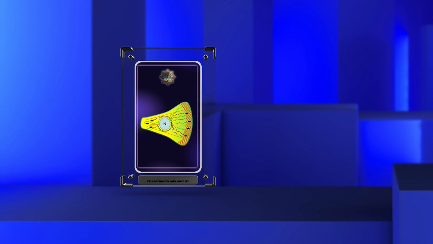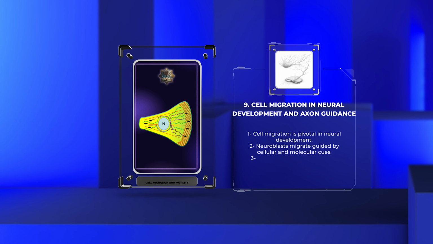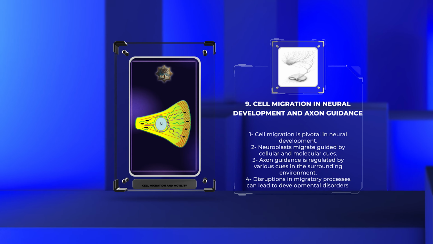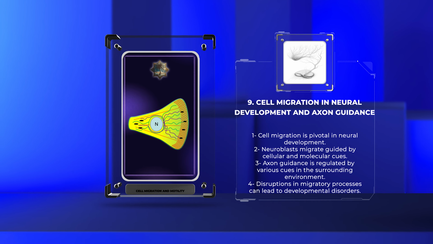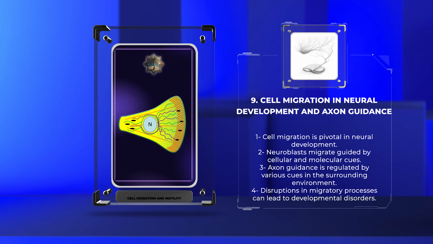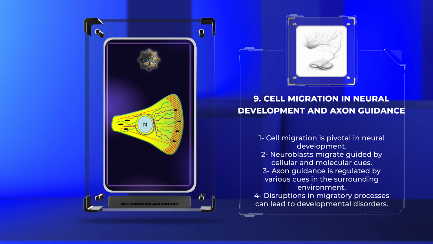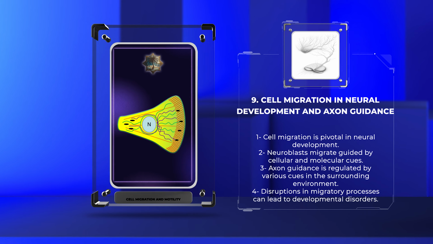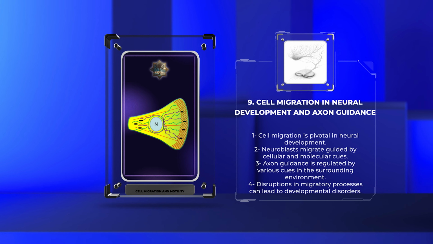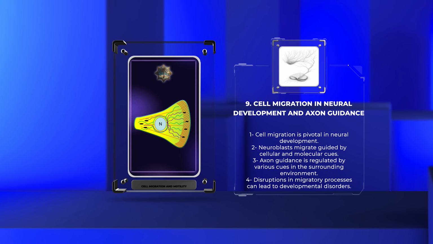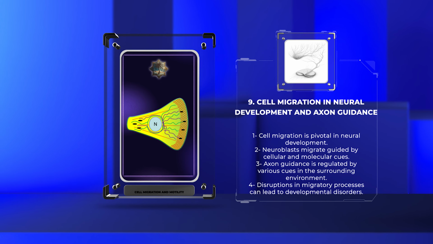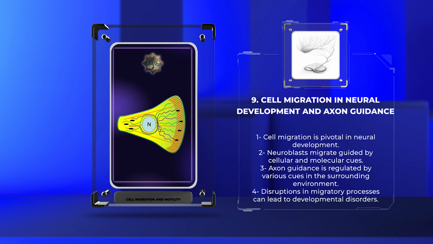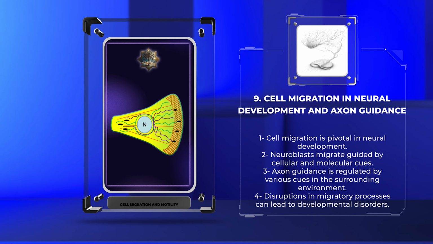Cell migration plays a pivotal role in neural development, particularly in the migration of neurons and the guidance of growing axons to their specific targets. Neuroblasts migrate long distances within the developing brain, guided by intricate cellular and molecular cues. Axon guidance is regulated by chemotactic and haptotactic cues, as well as repulsive and attractive molecules present in the surrounding environment. Disruptions in these migratory processes can lead to developmental disorders and neurological deficits.